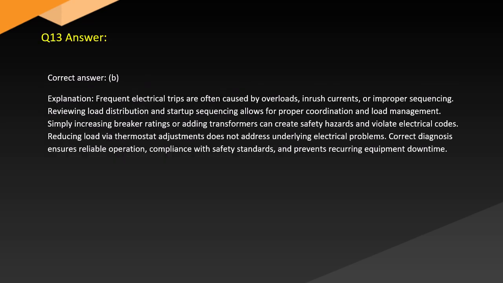Answer. Correct answer: B. Explanation. Frequent electrical trips are often caused by overloads, inrush currents, or improper sequencing. Reviewing load distribution and startup sequencing allows for proper coordination and load management. Simply increasing breaker ratings or adding transformers can create safety hazards and violate electrical codes. Reducing load via thermostat adjustments does not address underlying electrical problems. Diagnosis ensures reliable operation, compliance with safety standards, and prevents recurring equipment downtime.